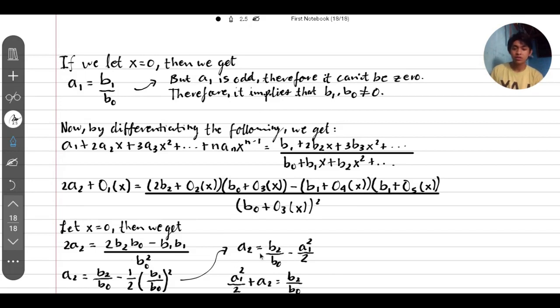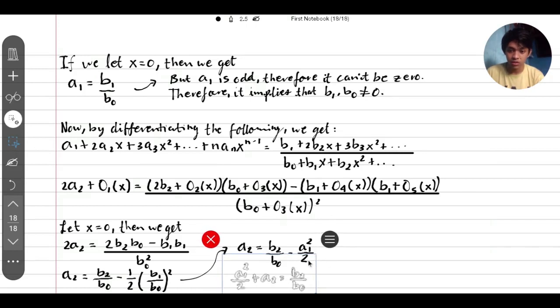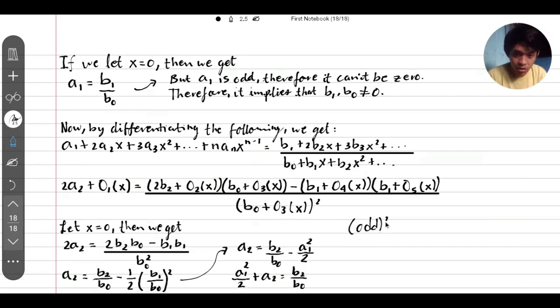So now that we have this equation, we can now use our reasoning in order to verify whether b sub 2 is non-zero also, just like b sub 1 and b sub 0. Since we already know that b sub 0 is non-zero, we have an assurance that this is not going to be undefined. And for the left hand side, we have the expression a sub 1 squared over 2 plus a sub 2. I want you to take note that a sub 1 is given as an odd number. So if you square an odd number, this is going to be odd also.